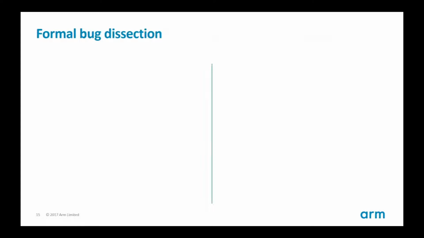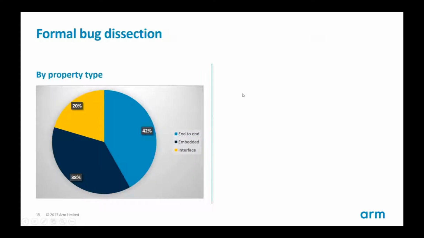All right, now in terms of the value added by formal on this particular design, we had about 100 bugs that were found by formal here, over a period of, I would say, maybe 8 to 10 months. Most of these were found either by end-to-end checkers, the ones that I described earlier, or by embedded assertions, which are white box assertions developed by designers. And about the remaining 20% were found by interface properties that Vikram described earlier.